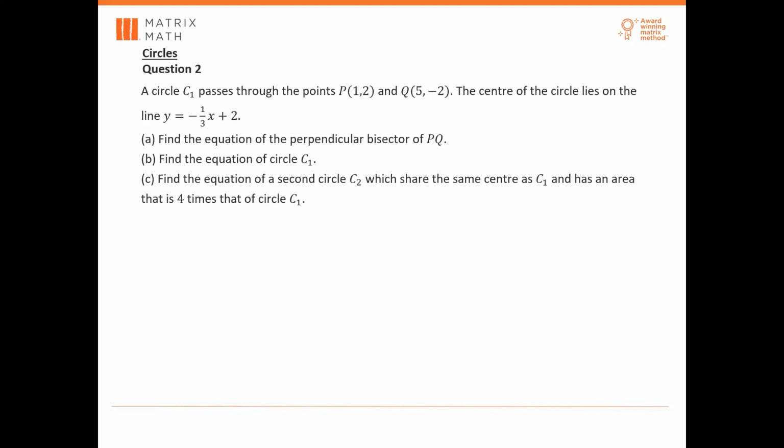For questions like this, you might want to do a rough sketch over here and just plot your points. (1, 2) might be somewhere here, and (5, -2) might be somewhere here. So here's your P and here's your Q. When I connect these two points, do not assume that it's a diameter straight away. It's not the case. So there are two points here.